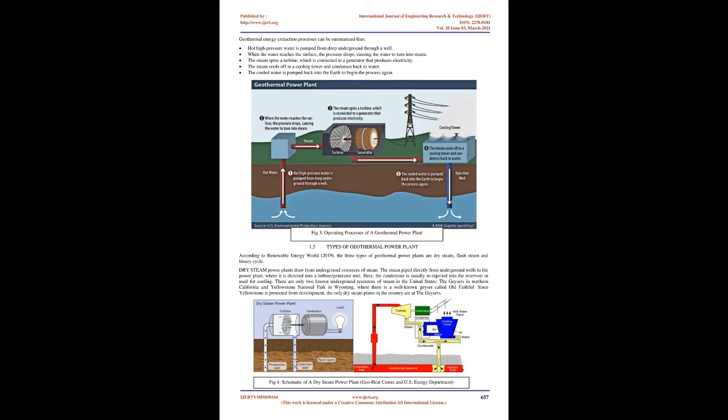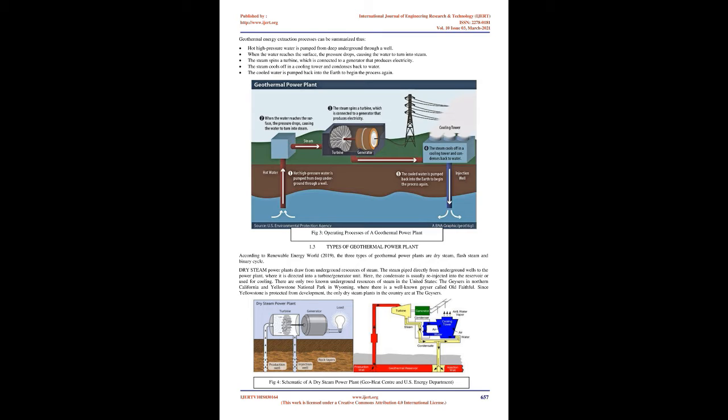Hot high-pressure water is pumped from deep underground through a well. When the water reaches the surface, the pressure drops, causing the water to turn into steam. The steam spins a turbine, which is connected to a generator that produces electricity. The steam cools off in a cooling tower and condenses back to water. The cooled water is pumped back into the earth to begin the process again.